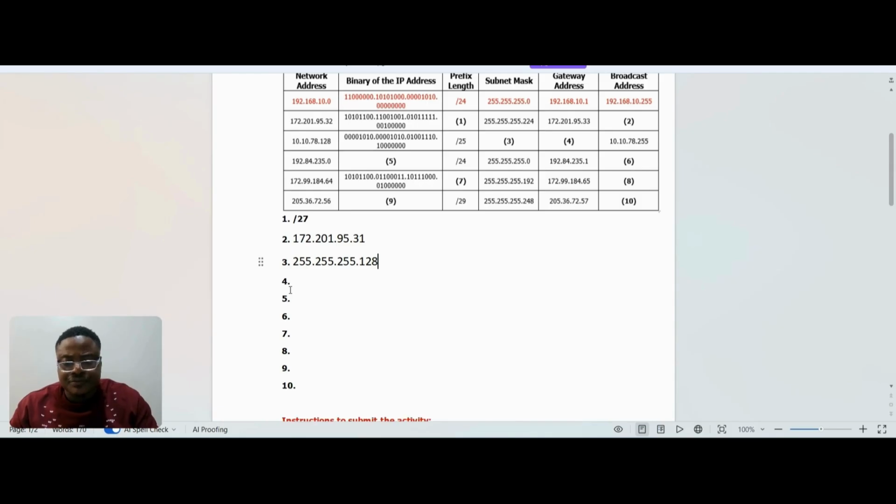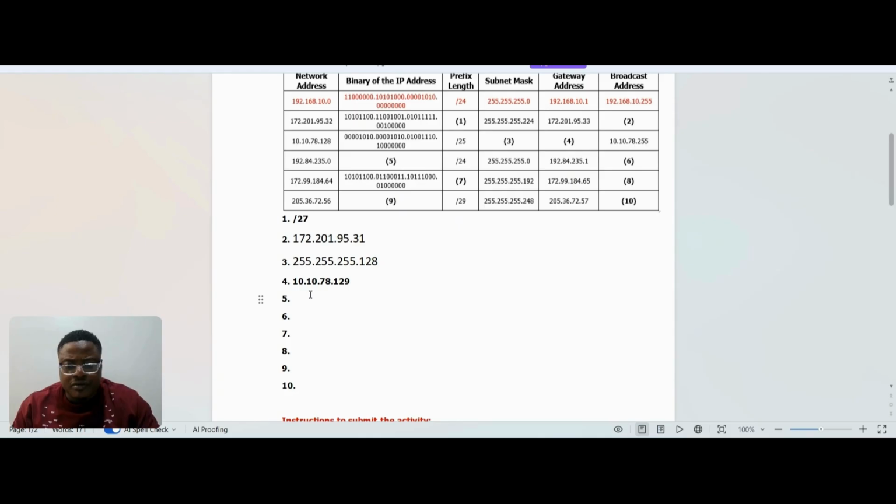So number four, my gateway address will be 10.10.78.129. So this is going to be my gateway address, the answer to number four.